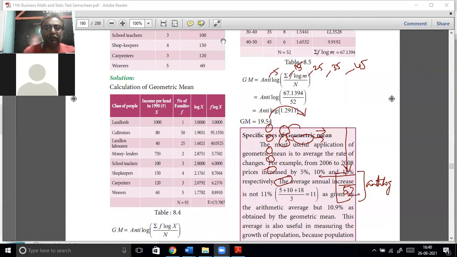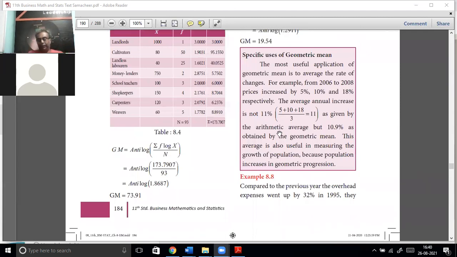Now, one question is arising. If you already have the arithmetic mean, why do you need this geometric mean? Very important: where to use geometric mean, where to use harmonic mean, and where to use arithmetic mean. The most useful place for geometric mean is for averaging the rate of changes. If they give year-to-year change, like price increase by 5%, 10%, 18%, don't take arithmetic mean at all. Go directly for geometric mean.